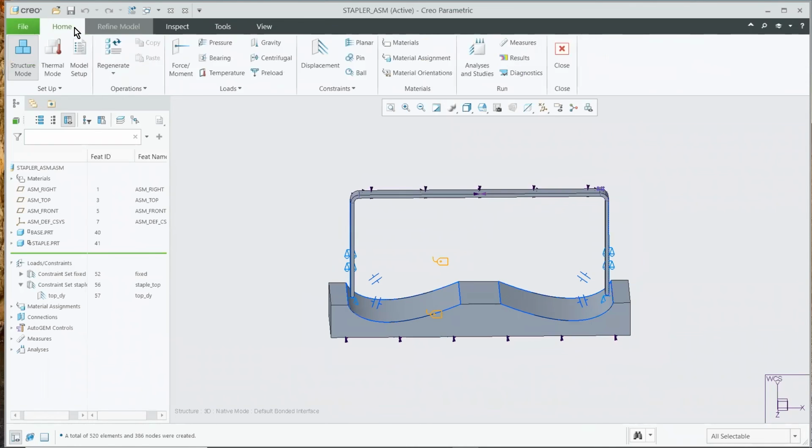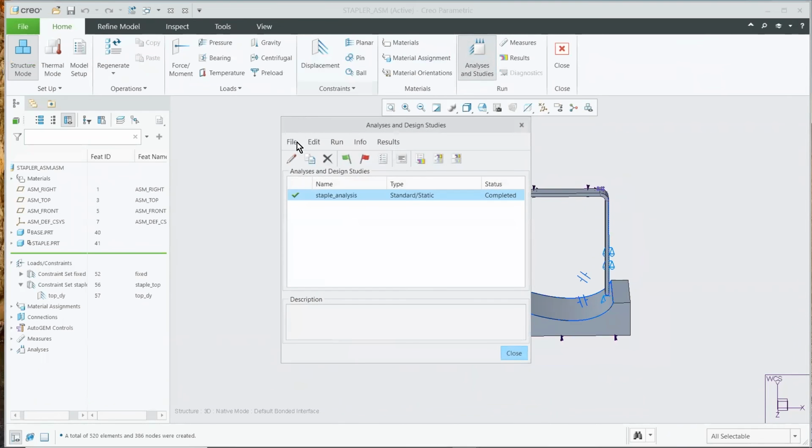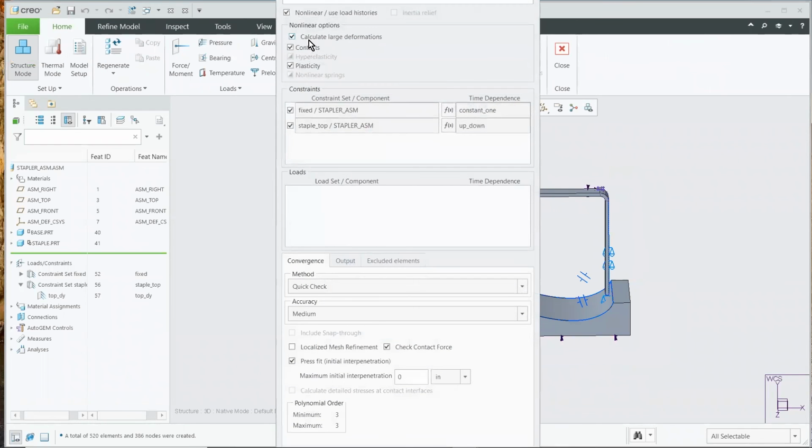So let's go in and say create an analysis. I'll say let's create a new static analysis. Again, I'm going to click nonlinear. I'm going to say calculate large deformations because it's going to be a large deformation. Contacts, right, because there's contact, and also plasticity, right? So it's going to look for material plasticity and have that behave accordingly.